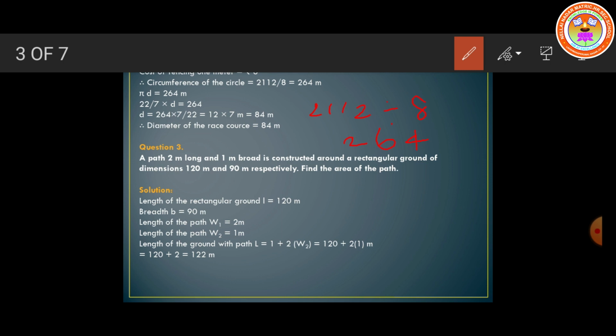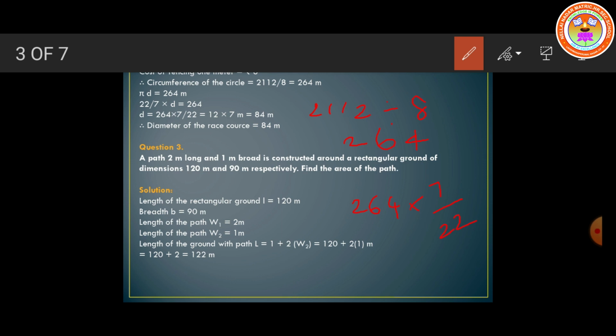Then pi is equal to 22 by 7, so 22 by 7 into D is equal to 264. D is equal to 264 into 7 by 22, that is, we have to multiply by the reciprocal. 22 by 7 means 7 by 22. Can you understand, all of you?